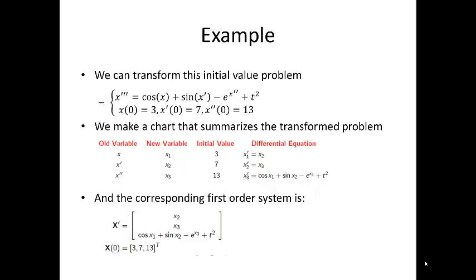So consider this initial value problem. X triple prime is equal to cosine x plus sine of x prime minus e raised to the x double prime plus t squared. Whew, that's a mouthful. What we can do is make a chart that summarizes the transformed problem. So the old variable is x, new one is x1. Old variable x prime, new variable x2. Old variable x double prime, new variable x3. And we can set initial values for them and differential equations for them. And then we get a corresponding first order system, which can actually be solved.